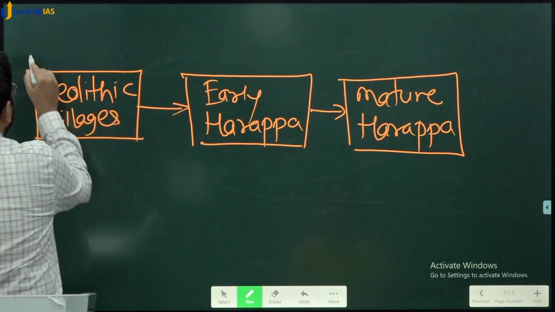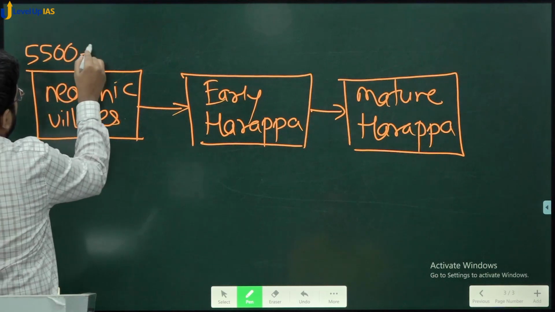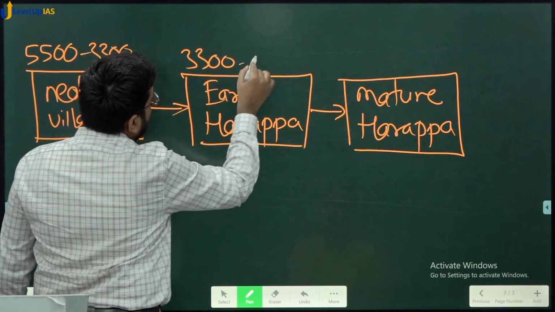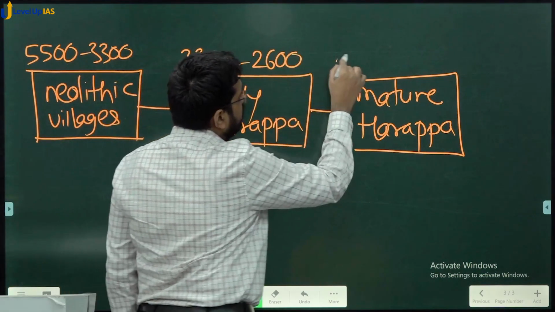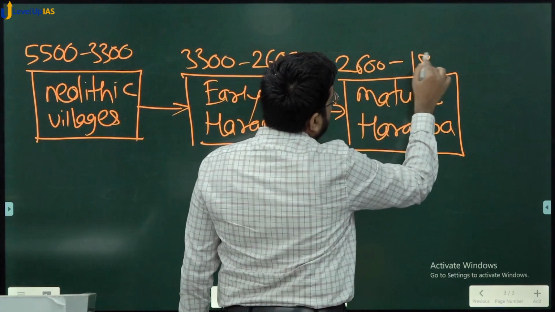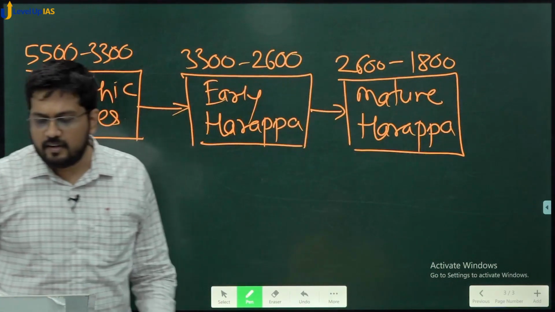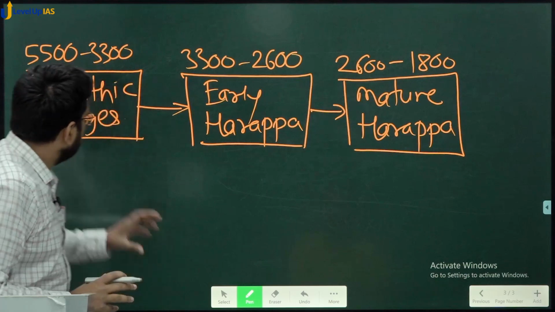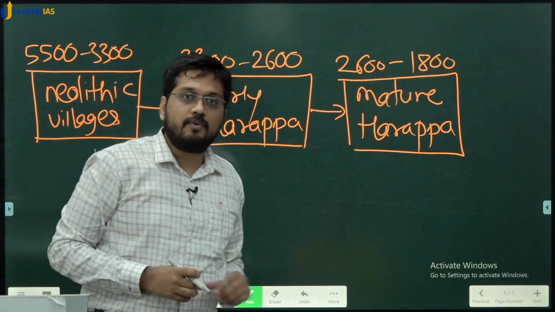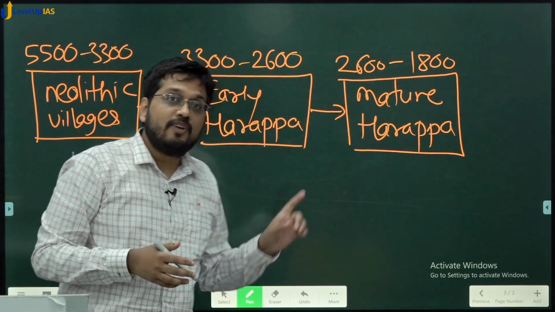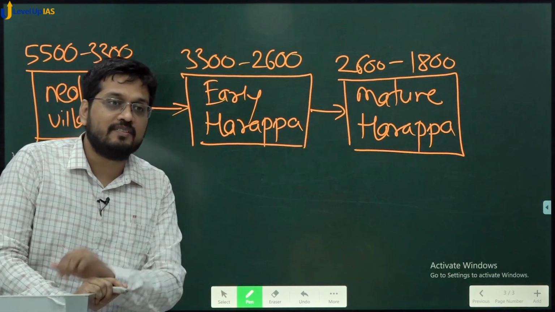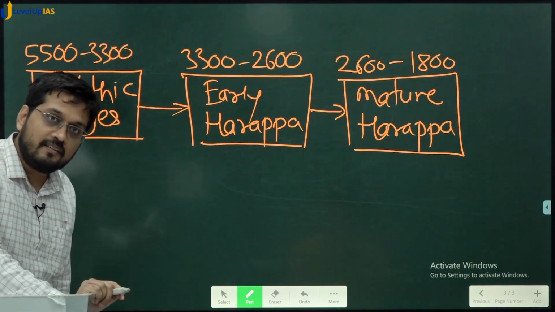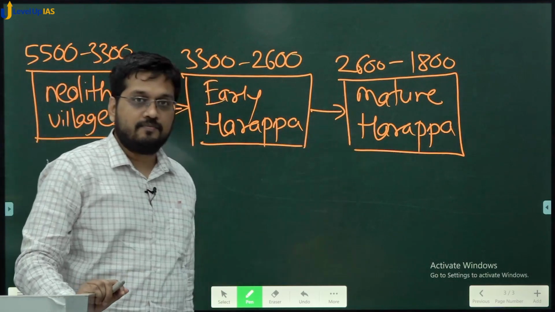Now, if you look at the timeline, we have around 5,500 to 3,300 BCE. Then from 3,300 to around 2,600 BCE. From 2,600 to around 1,800 BCE or 1,900 maybe, 100 years here and there. The question is how this evolved from the Neolithic villages to mature Harappan urbanization, and you can very well see that evolution happened in two phases. The first phase is from Neolithic to early, and the second transition is from early to mature.